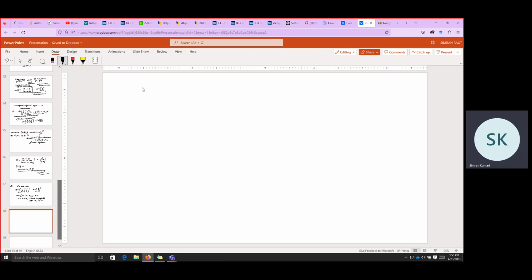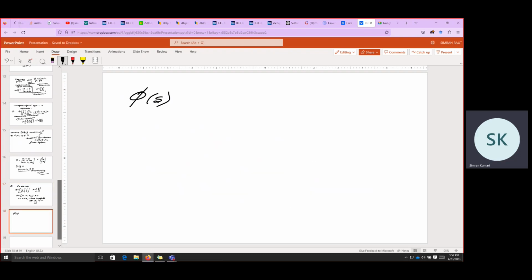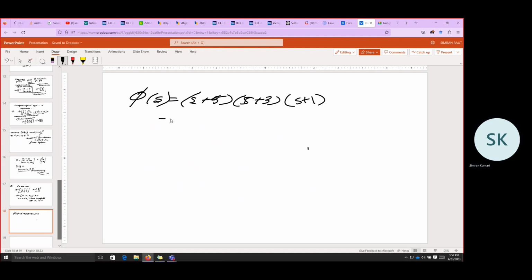So we'll use this Ackermann method. We'll find the characteristic polynomial of the system with desired poles. The poles are minus 5, minus 3, minus 1. So we have (s plus 5)(s plus 3)(s plus 1). To simplify this, we get s cube plus 9 s square plus 23 s plus 15.